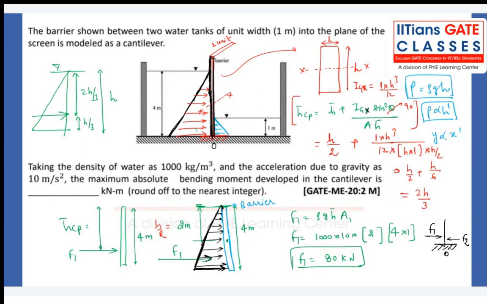And you know that for a uniformly varying load where the top edge of the plate, the barrier, is coinciding with the free surface, I can directly take the center of pressure from the top surface as 2h by 3. Why are we getting confusion with 2h by 3? You can check it from here: h bar cp, which is h bar plus IGx sine square theta divided by A into h bar. H bar is h by 2.